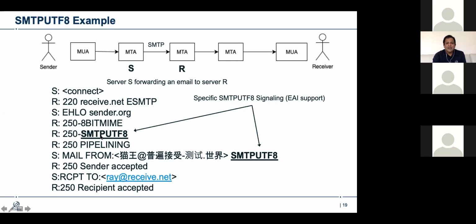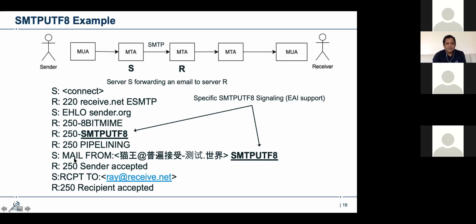Also it will say there is the signaling flag SMTP UTF-8. The receiver will say it can support SMTP UTF-8. So this is very important. This is the key when it comes to support for EAI. Basically, the receiving mail server should be able to send the signaling flag SMTP UTF-8, so the sending mail server knows that it can understand EAI and start sending EAI-based email addresses and then the message.